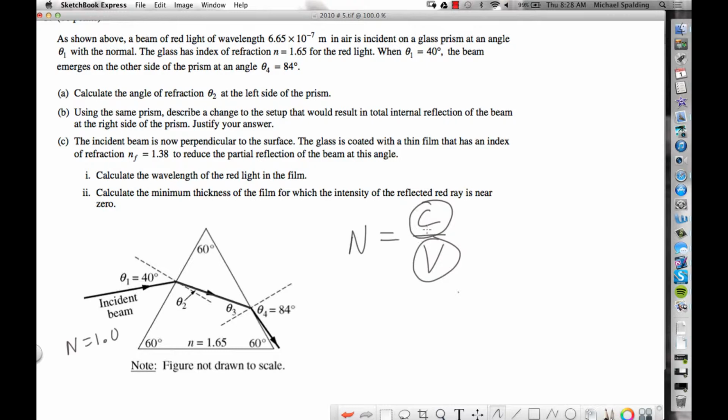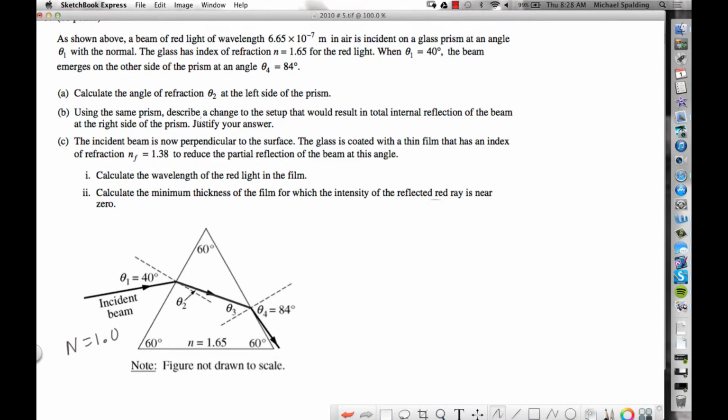So why is the index of refraction for air 1.0? Because what's the speed of light in air? It's basically c, right? And you get c over c. The speed of light in air is pretty much what it is in a vacuum, okay? So air has an index of refraction of 1.0. If you didn't know that, you're kind of stuck.